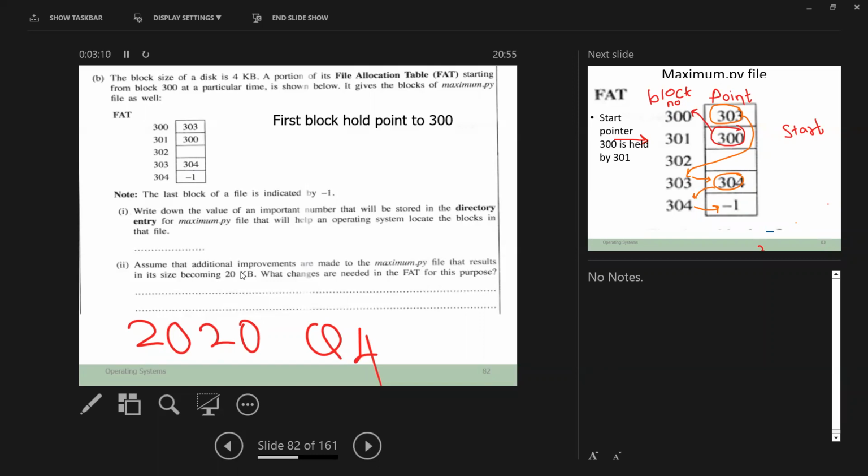Question number 2. Assume that additional improvements are made to the maximum.py file that result in the size becoming 20 KB. That means an additional 4 KB is going to be added. Previously we used 4 blocks, including the starting and end blocks, which means 16 KB is the capacity. Now we are going to use 20 KB, which means 5 blocks. Since 5 blocks are going to be used, we have to find out where the free space is. We can find the free space at 302.